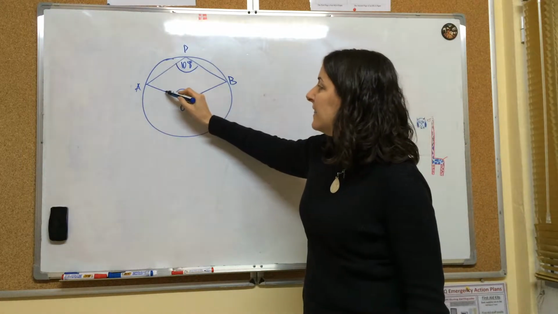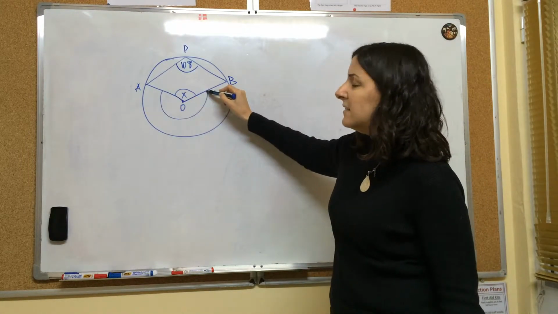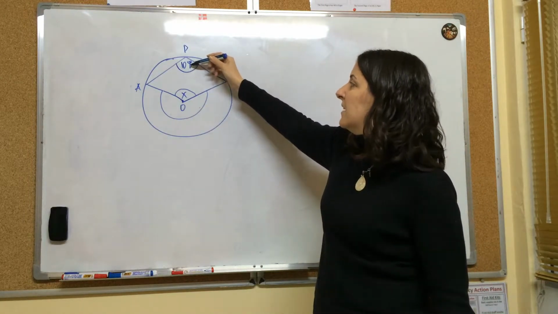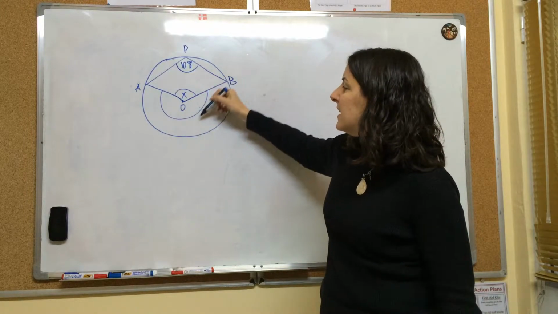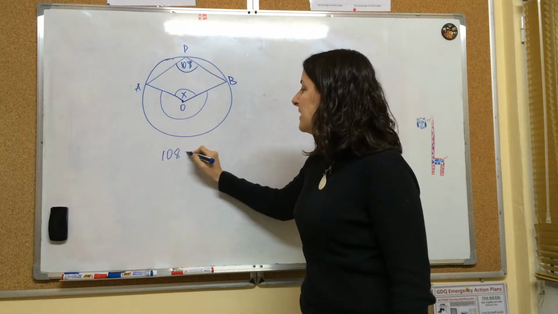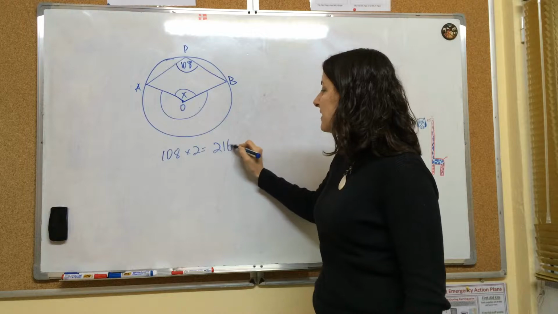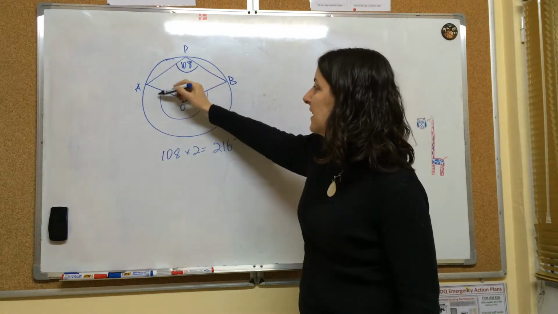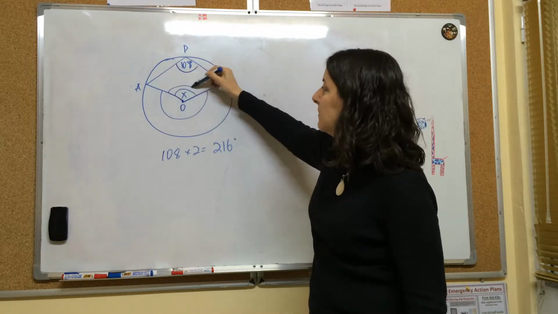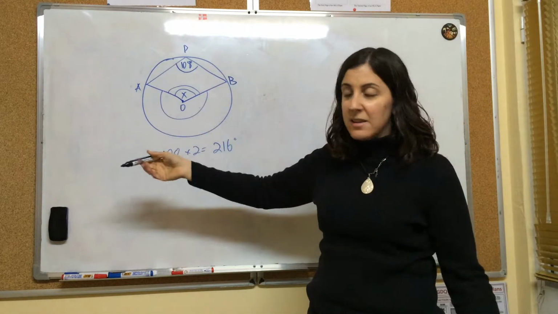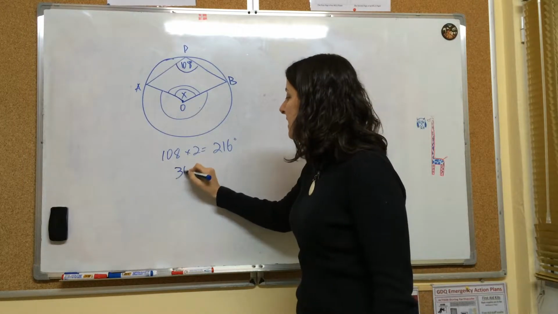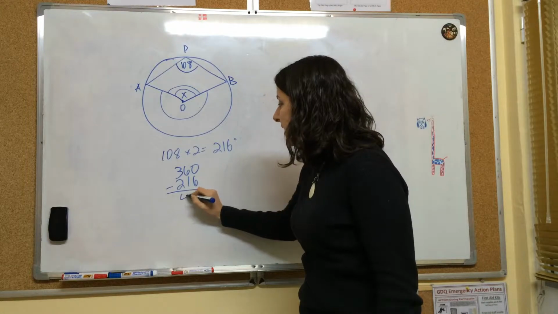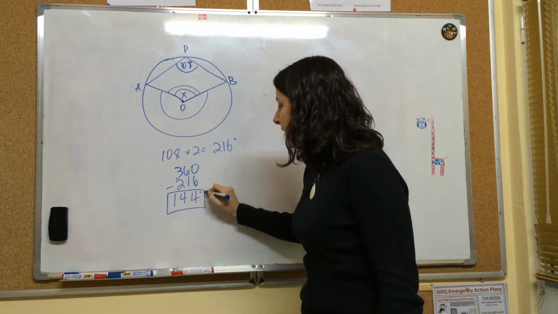We know that the angle at the center, this reflex angle, is going to be twice this angle at the circumference. So that would put this reflex angle at 108 times 2, so that's 216 degrees. Now, we know a circle has 360 degrees in it, so that's this whole thing. To figure out this missing section, which is X, what they want us to find, we can do 360 minus 216, which is going to give us 144 degrees.